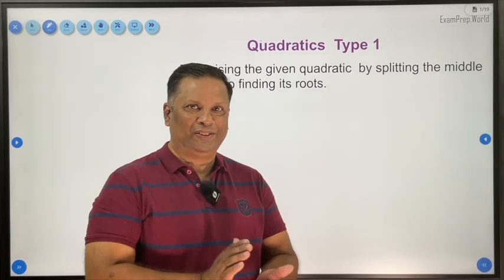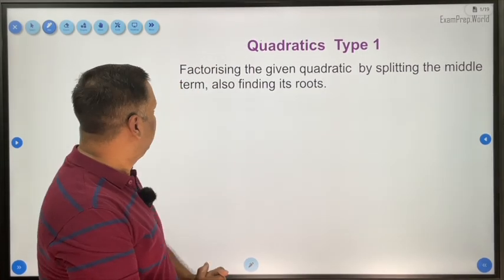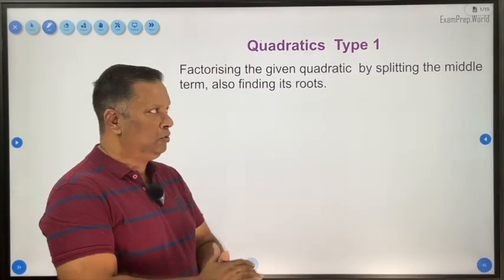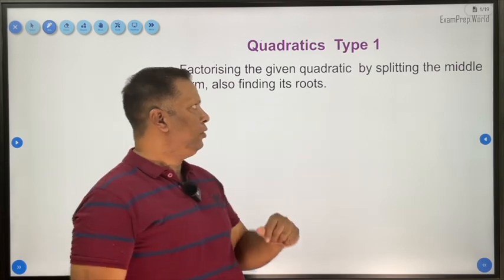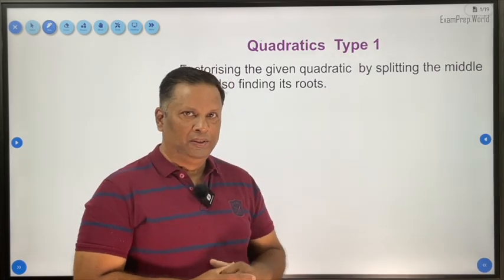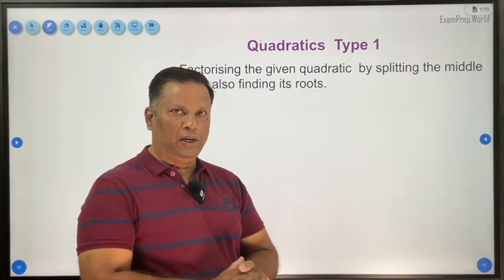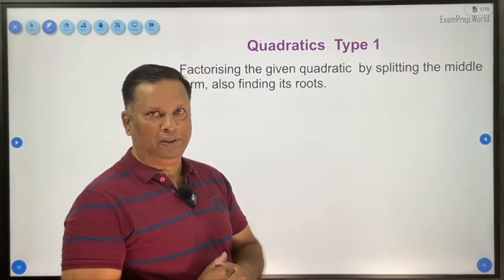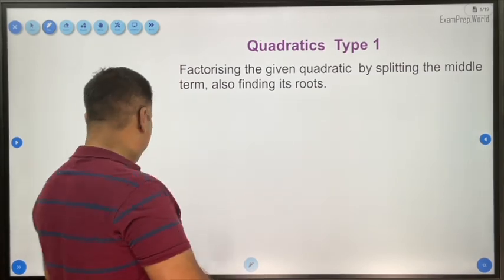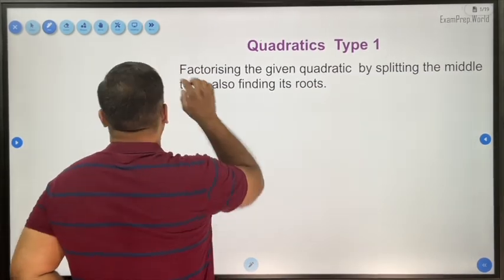Hello kids. In this video we will learn how to solve, factorizing the given quadratic by splitting the middle term, and also finding its roots. Roots are the x-intercepts and they are also called zeros of the quadratic. Okay. Basically a quadratic is in which form?